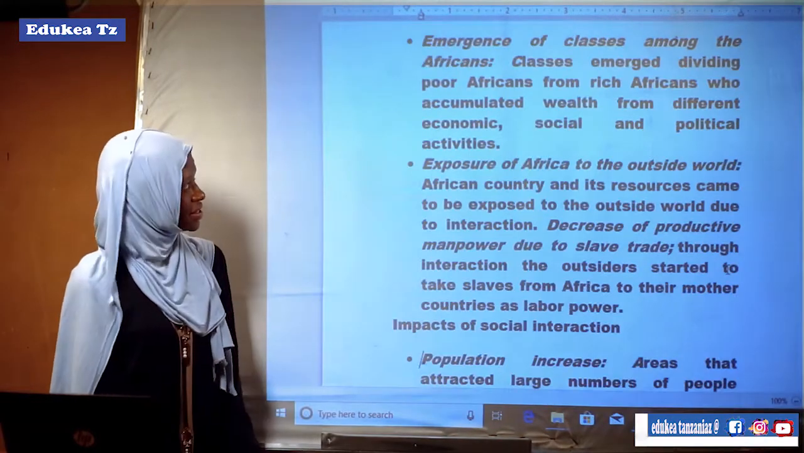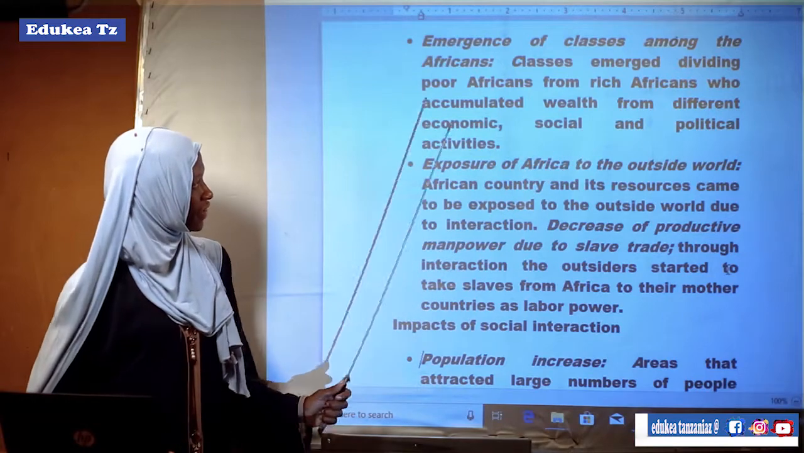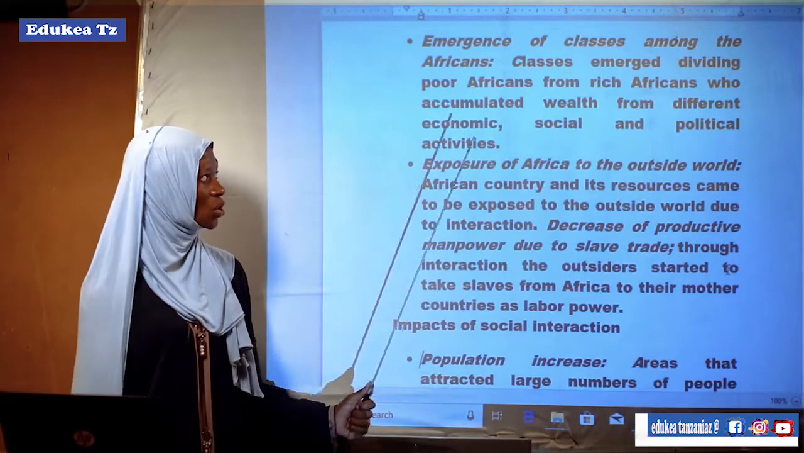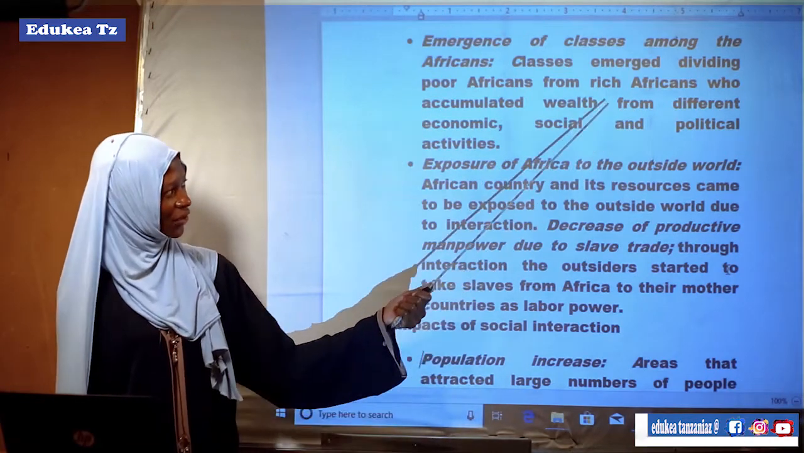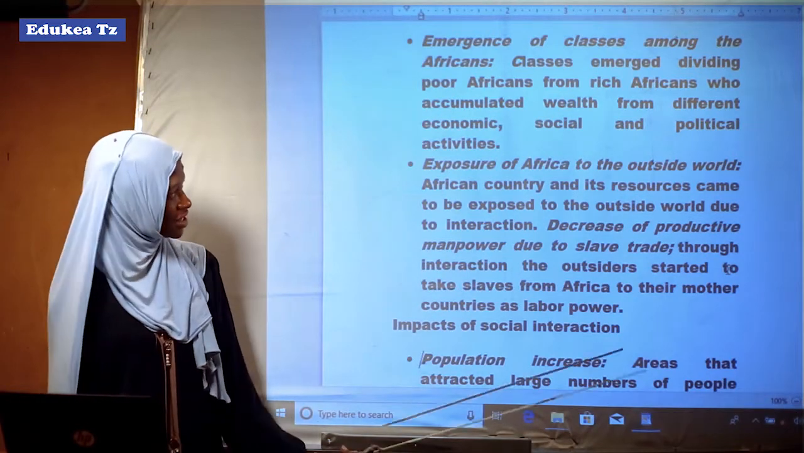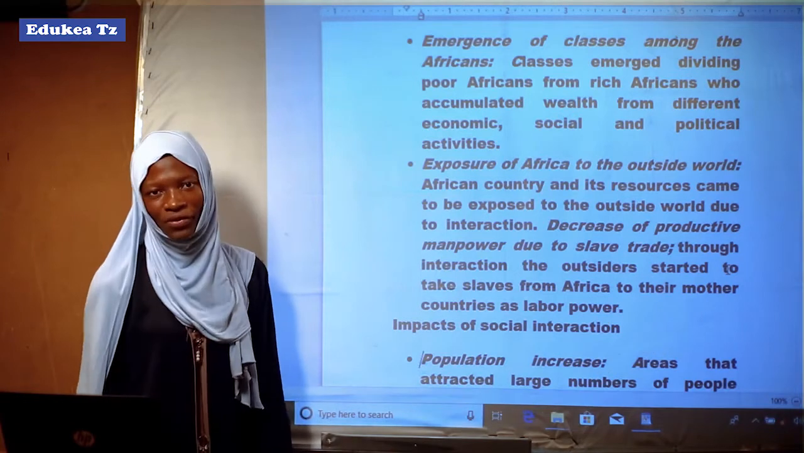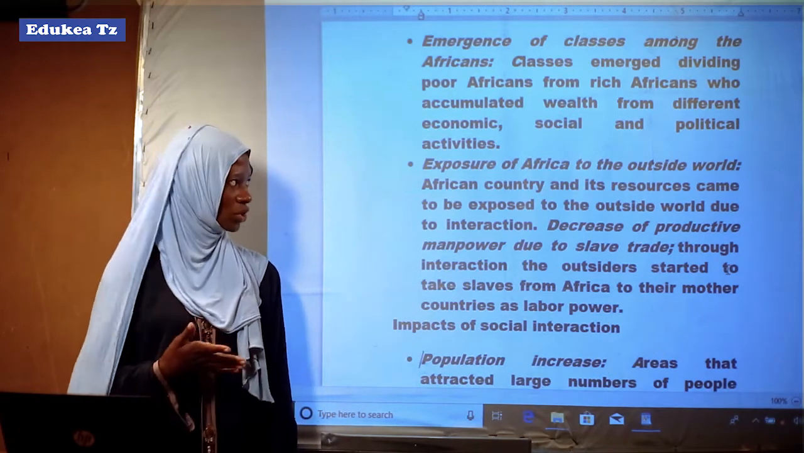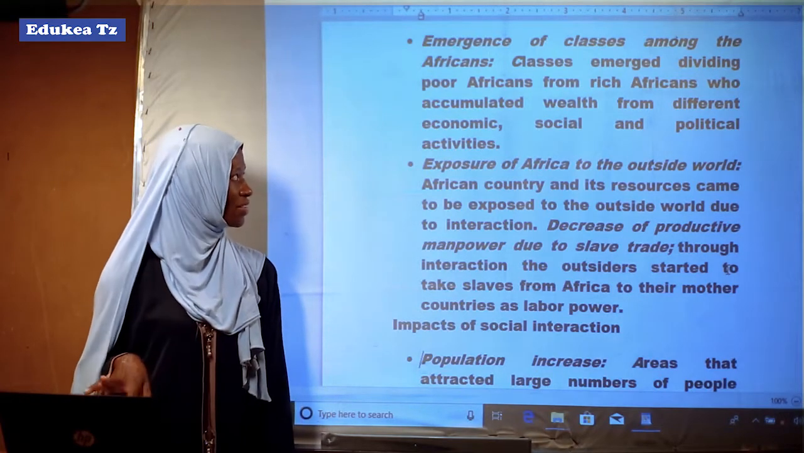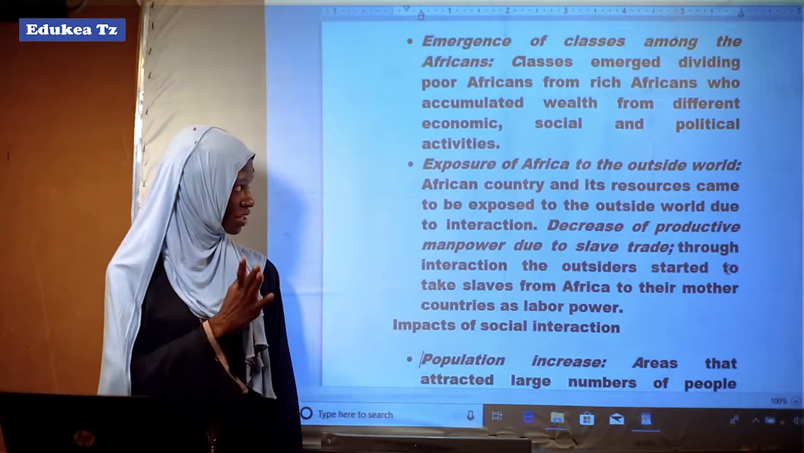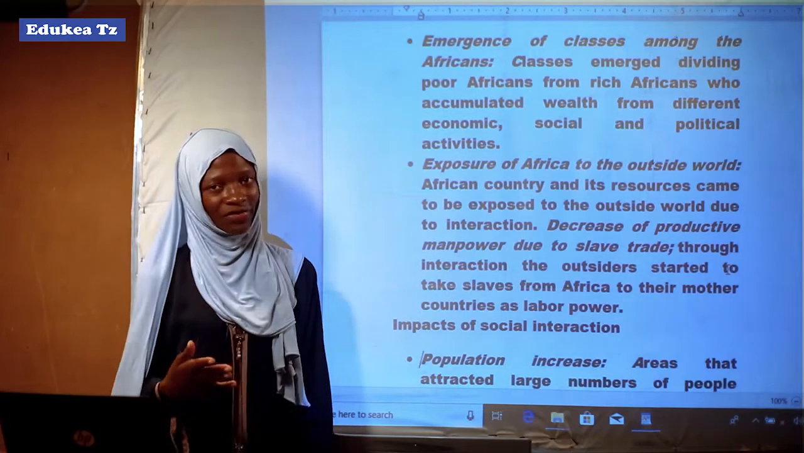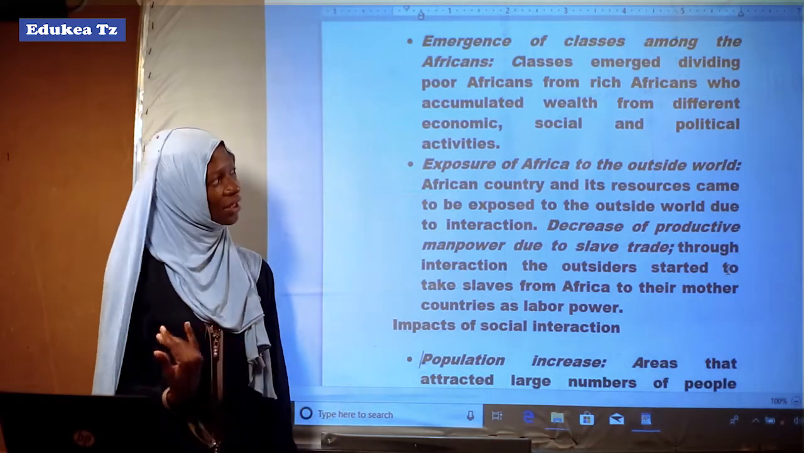The next one is emergence of classes among the Africans. Classes emerged, dividing poor Africans from rich Africans who accumulated wealth from different economic, social, and political activities. So after the trade or interaction, some Africans emerged to be wealthy, rich compared to others. So this gap between the rich and the poor led Africans to have classes of poor and rich.